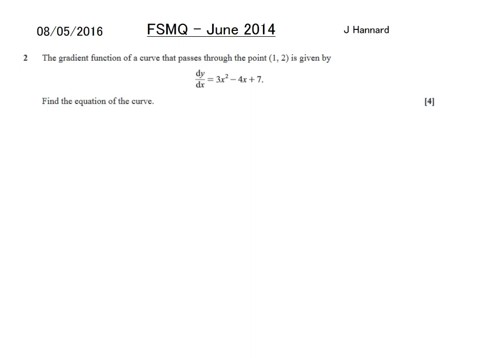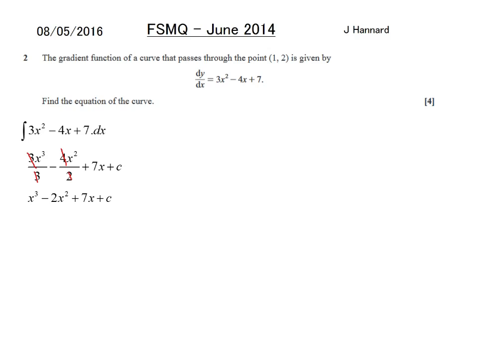Question 2 then, the gradient function of a curve that passes through the point (1, 2) is given by dy/dx equals 3x squared minus 4x plus 7. Find the equation of the curve. So, if we're given it in this format, we need to integrate it back to get the original equation. So, you integrate 3x squared minus 4x plus 7 with respect to x. Add 1 to the power, divide by the new power. So you end up with that, because obviously 3 goes into 3 once, so that's a 1x cubed. 4 goes into 2 times, so we'll call it minus 2x squared, plus 7x plus c.